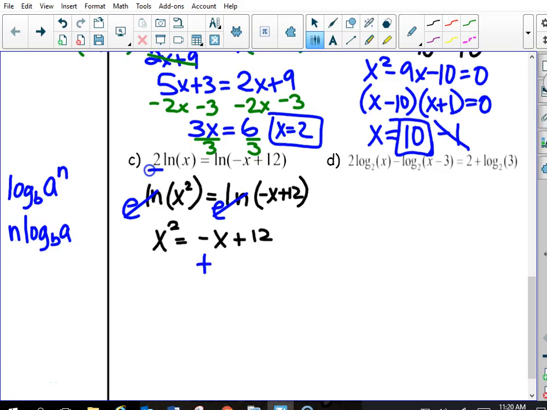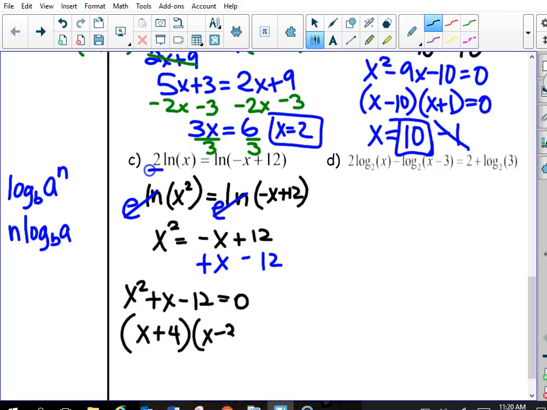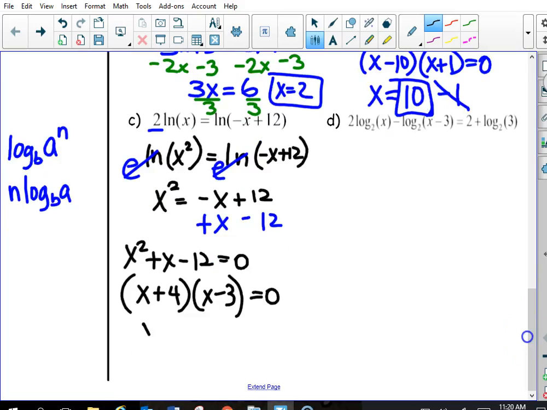Now I'm going to solve the quadratic by getting a 0 on one side. And I get x squared plus x minus 12 equals 0. X plus 4, x minus 3 equals 0. And I get two possible solutions. X equals negative 4 and positive 3.